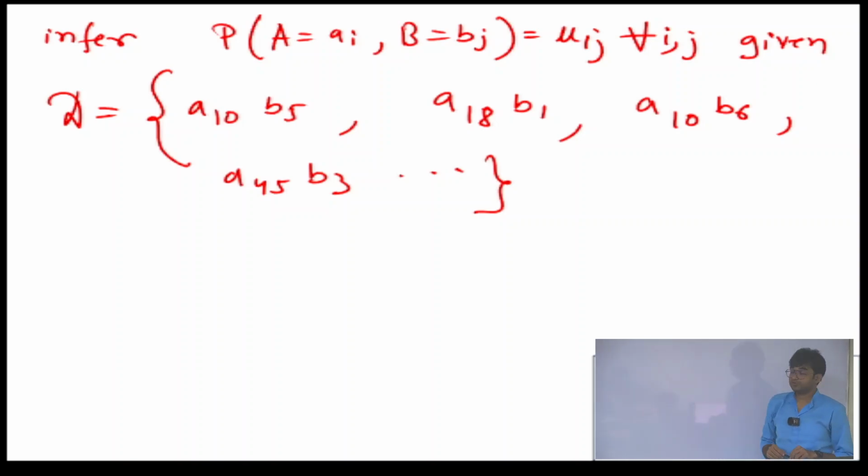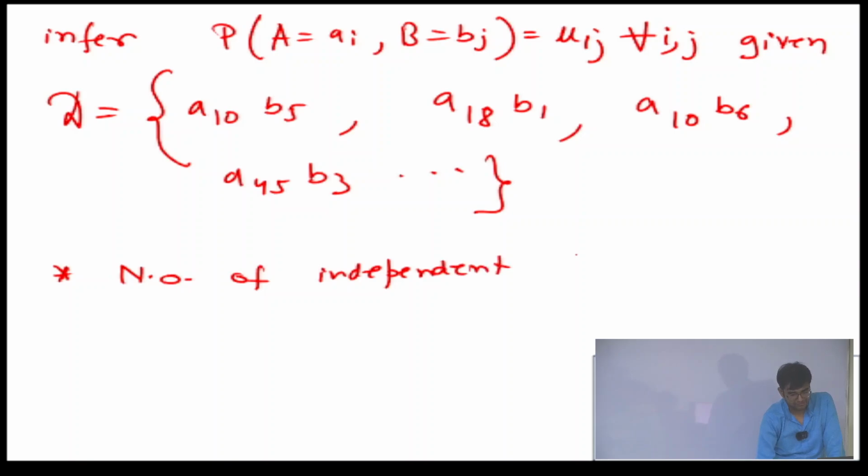correct. So now can you tell me how many parameters, mu ij I will call as parameters. So whatever I want to learn is known as parameter, okay. So how many independent parameters do I need to compute? How many independent parameters are there? So can you tell me the number of independent, not statistically independent, but yeah, parameters?